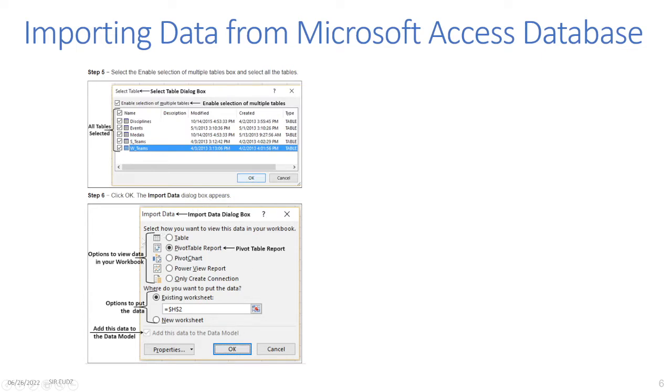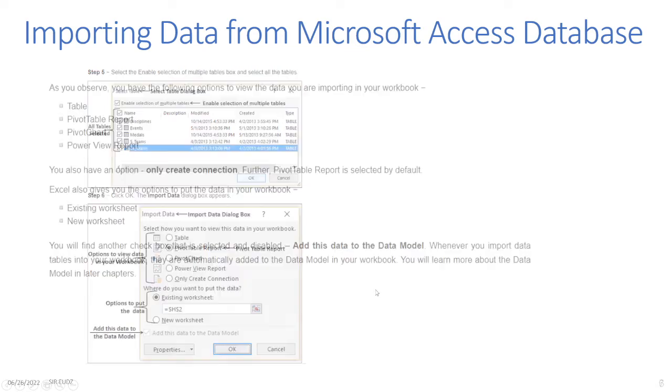So here we have several options. Select how you want to view this data in your workbook. So you can choose table, pivot table, report, pivot chart, etc. So where do you want to put the data? In an existing worksheet, in a new worksheet. So these are the options. Or add this data to data model. So these are the options.